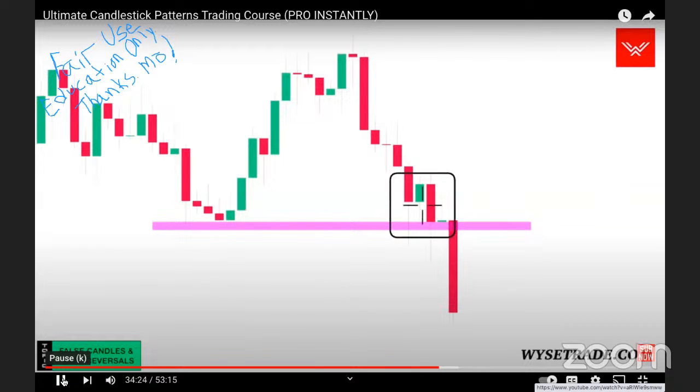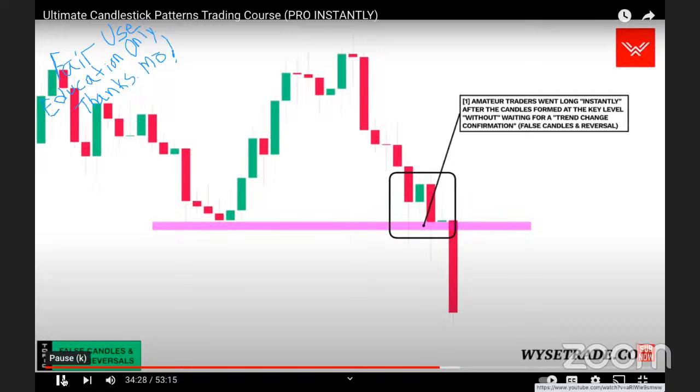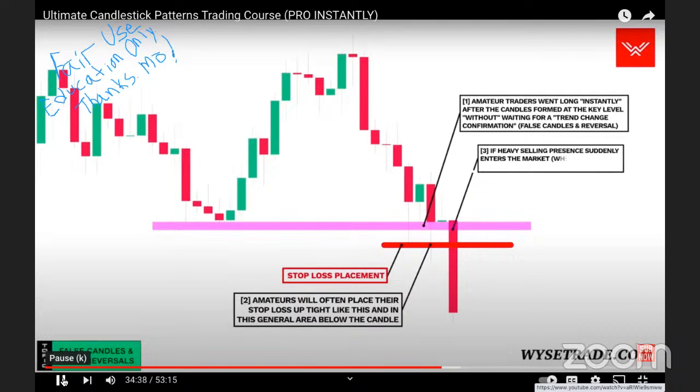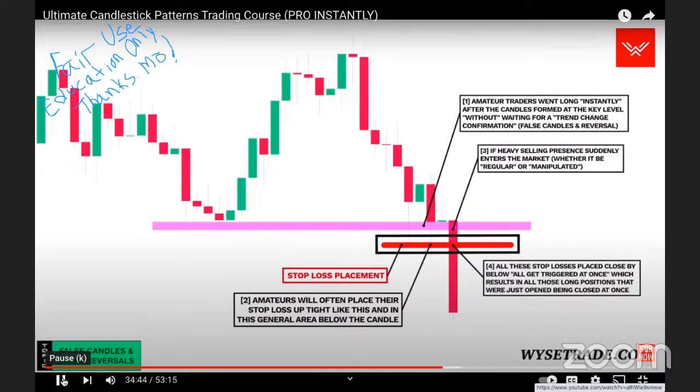Amateur traders who don't wait for a trend change confirmation will enter right away after the candle patterns form at the level here. And they will often place their stop losses up tight and in this area here below the candle. If heavy selling presence then enters the market, whether it be regular or manipulated, all those stop losses placed close by below all get triggered at once, which results in all those long positions that were just opened at the level being closed all at once.